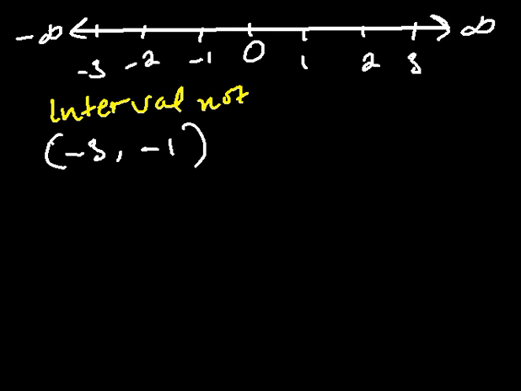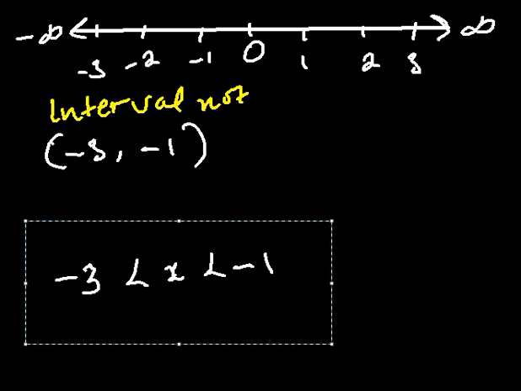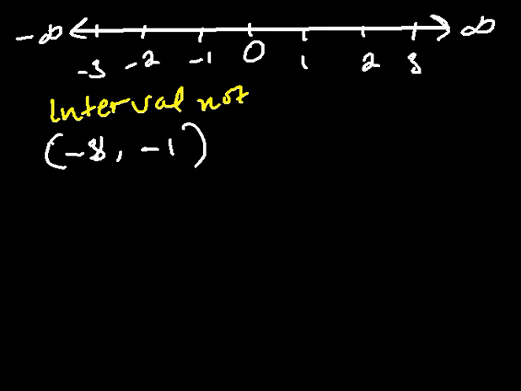In this case, using inequality notation, this is the same as -3 less than x less than -1. That's what it means there. And how about something like this? Always the starting value here has to be the smaller value than whatever you have there.